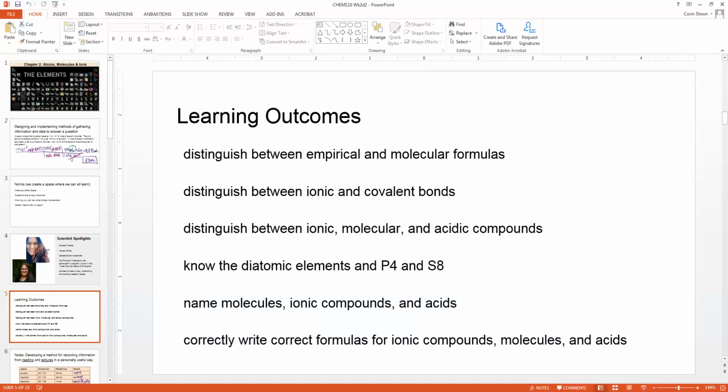And then we are going to start, but probably won't finish, naming molecules, ionic compounds, and acids. And we're going to start to work on correctly writing formulas for ionic compounds, molecules, and acids, but we'll pick this up on Monday.